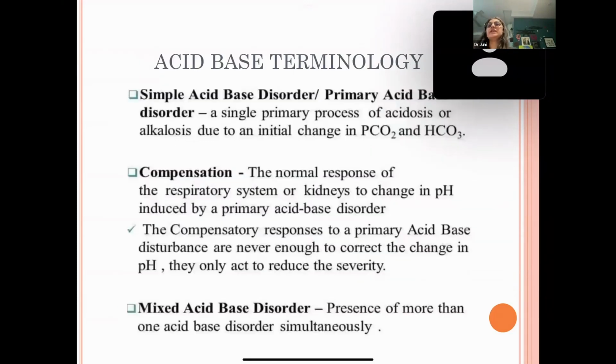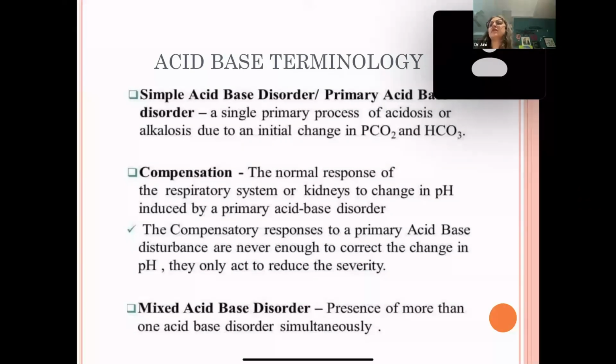Okay, next we come to a few terminologies which you should know before I go further. So there's a primary acid base disorder or a simple acid base disorder. मतलब क्या हुआ, there's only a single acid base disorder. या तो respiratory acidosis है, respiratory alkalosis है, metabolic acidosis है, metabolic alkalosis है. Okay, there's no other hidden acid base disorder.